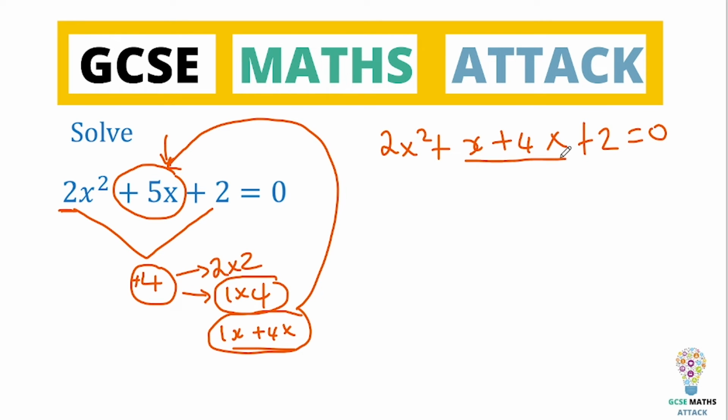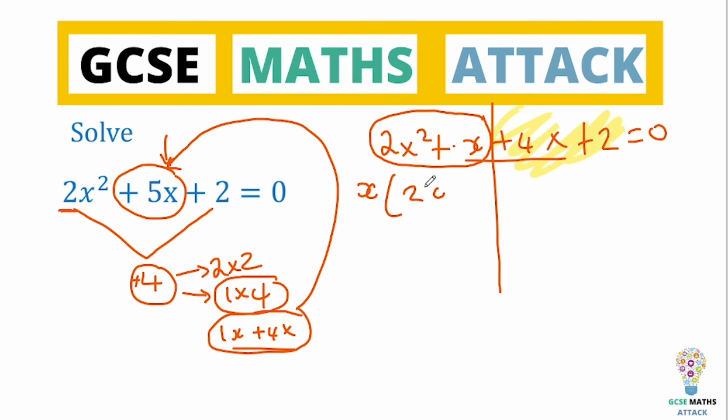Now, if I look at the middle, if I was going to add them together, that would give me 5x. So now I'm going to put a line in the center, and I'm going to factorize this separately from this. Okay, so if I factorize this, I can see that they both have x in common. So I'm going to pull out an x. I'm left with 2x plus 1. And if I was going to expand that bracket, 2x times x will give me 2x squared. X times 1 will give me 1x.